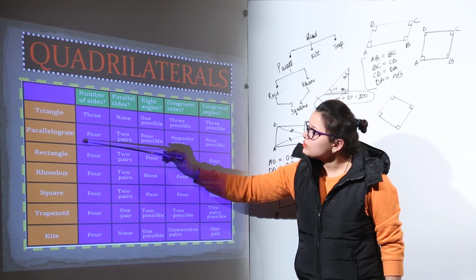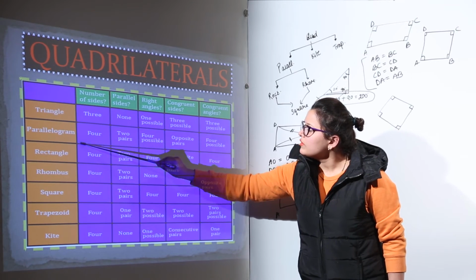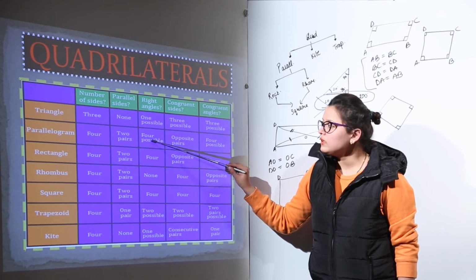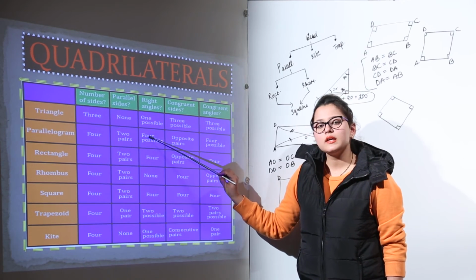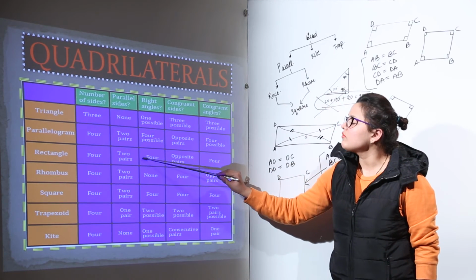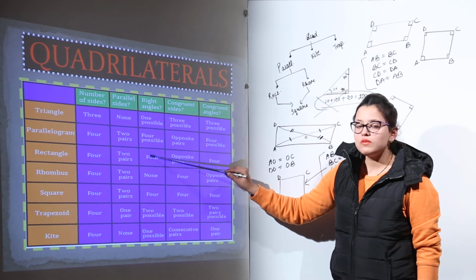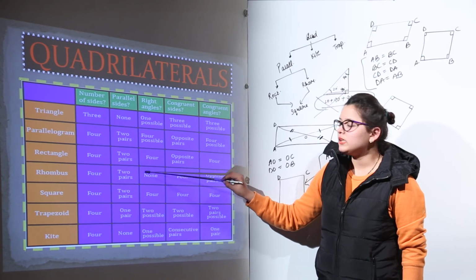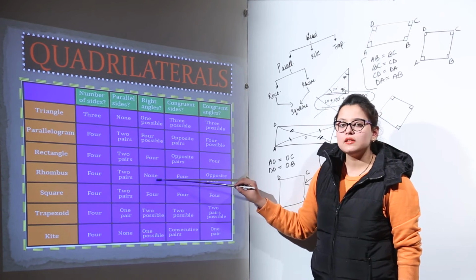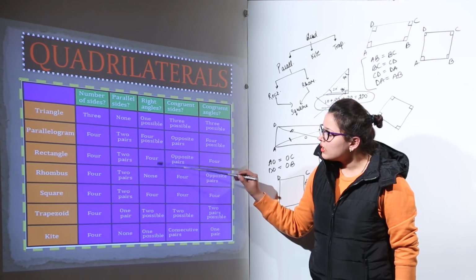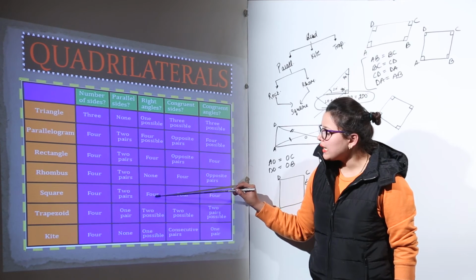Now moving on to the next, parallelogram. Over here all the 4 angles can be a 90 degree angle, right? Any angle can be 90 degrees. Now next is rectangle. In a rectangle we have all the 4 angles always equal to 90 degrees. In a rhombus we have no angle equal to 90. We can never have a 90 degree angle. Whereas in a square and rectangle we always have all the angles equal to 90 degrees.